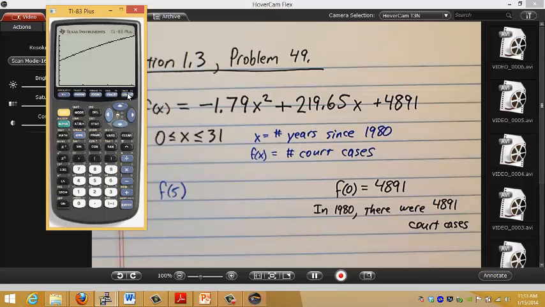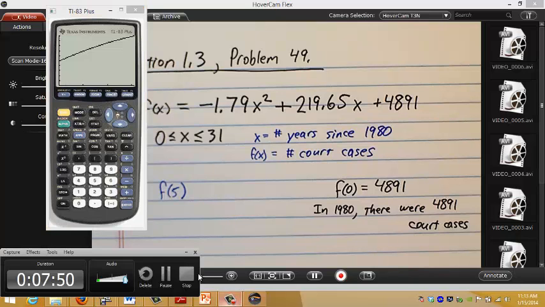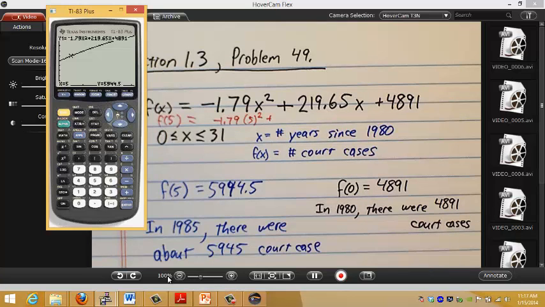That's not bad. At least I could see the data. What's the y min? I went with 0. And I did a y max of 10,000. And I put a y scale of 1,000. So I got 5,945.